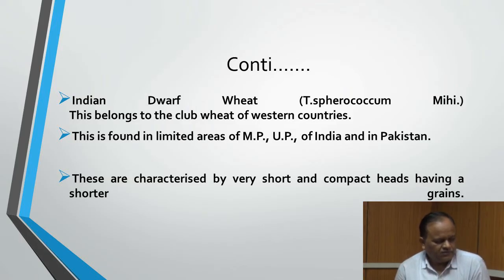Now the fourth one is Indian dwarf wheat, that is Triticum sphaerococcum, and it has very limited area, so we can say that the above 3 we actually cultivate in India, and the Indian dwarf wheat area is very less. This is found in limited areas of Madhya Pradesh, Uttar Pradesh of India and in some parts of Pakistan. These are characterized by the very short and compact head having a shorter grain.